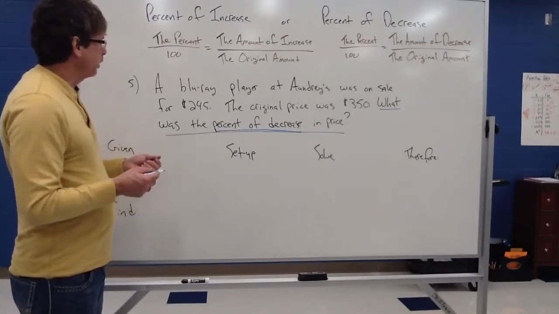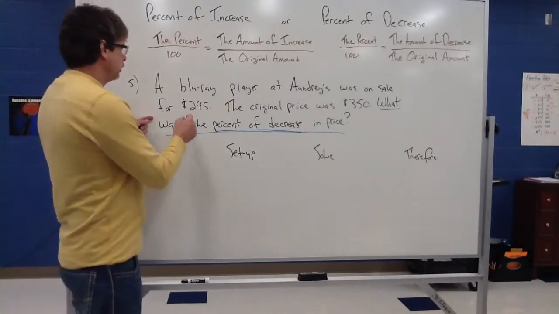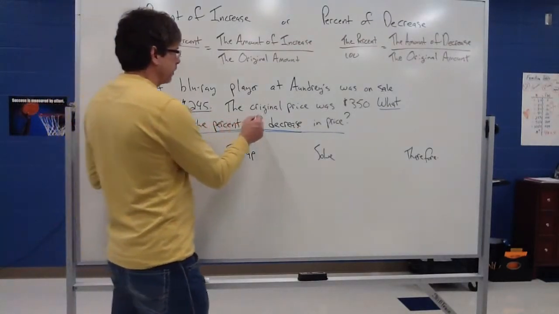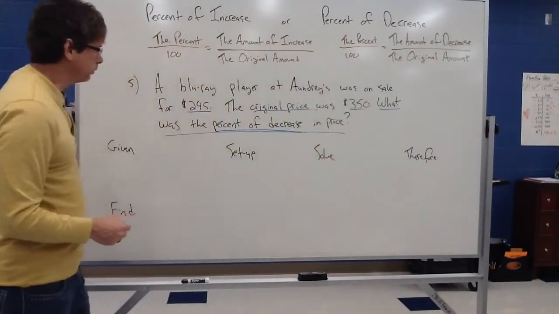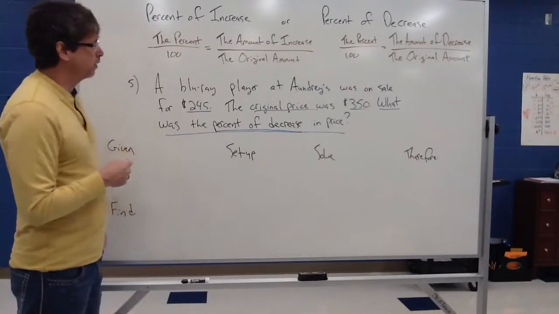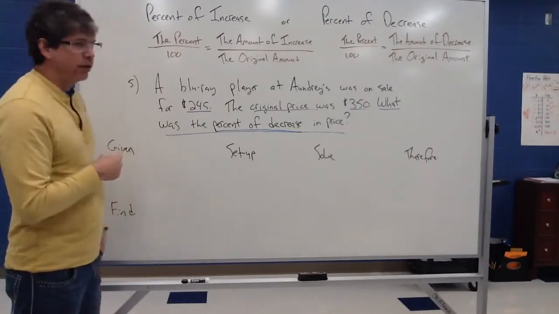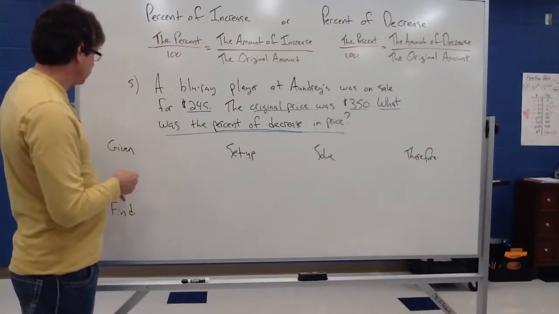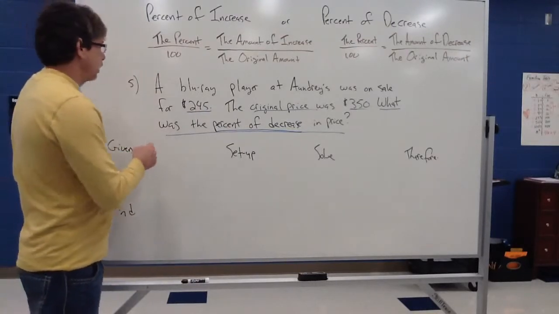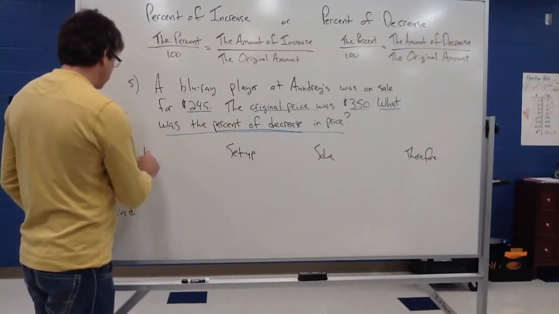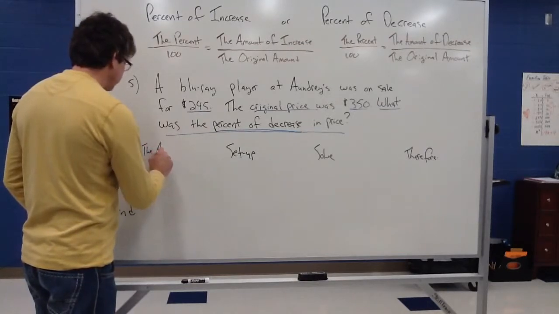Now, what was given was it was on sale for $245, and the original price was $350. So I'll go through there and search for that information. It looks like I have enough information to solve this problem. So again, we recognize that it does fit this model. And since this is a decrease problem, what I'm looking for is the amount to decrease.